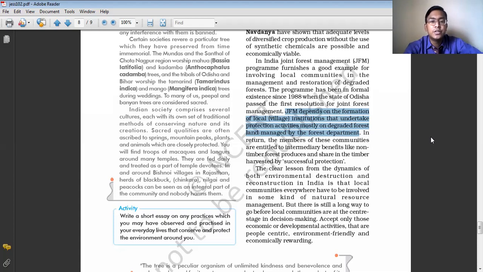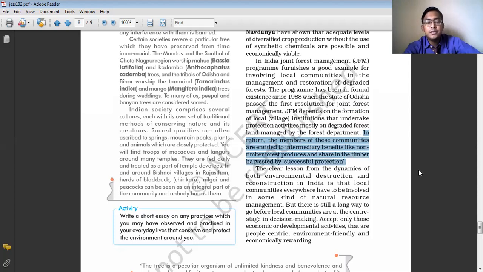It has become a successful one in Odisha, and from Odisha the other states also started following the strategy adopted by the people of Odisha. Now it is a successful program throughout our country. In return, the members of these communities are entitled to intermediary benefits like non-timber forest produce and a share in the timber harvested by successful protection.